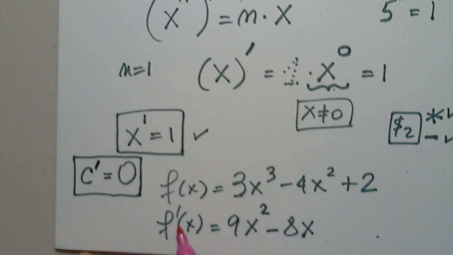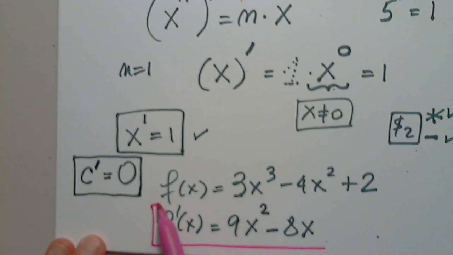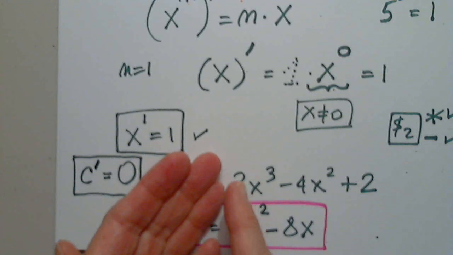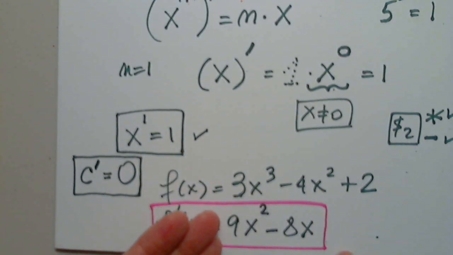Look how elegantly and how easy and how fast we determine the derivative using the power rule. And I didn't tell you, but we also use the addition and subtraction. So when I differentiate a sum of functions, I differentiate each one individually.